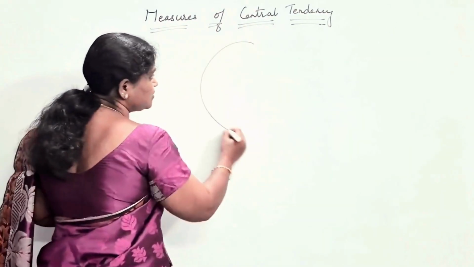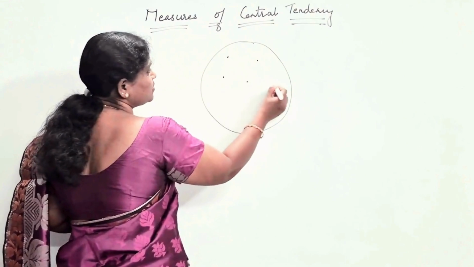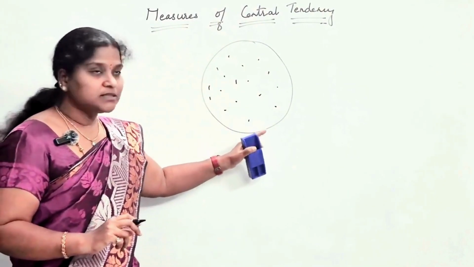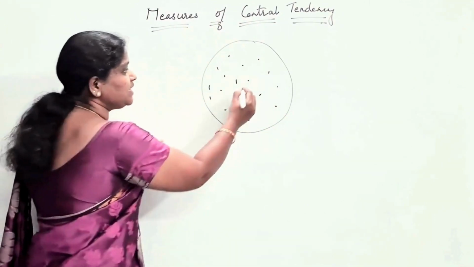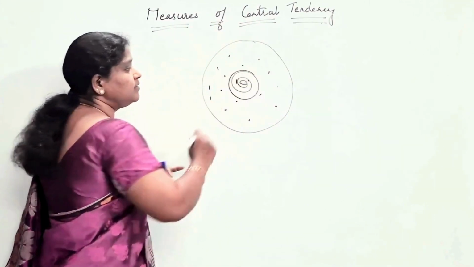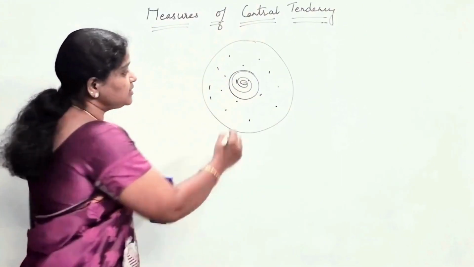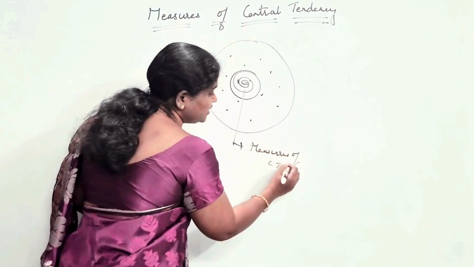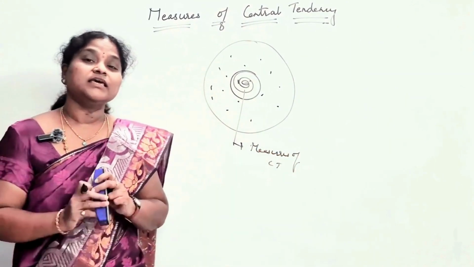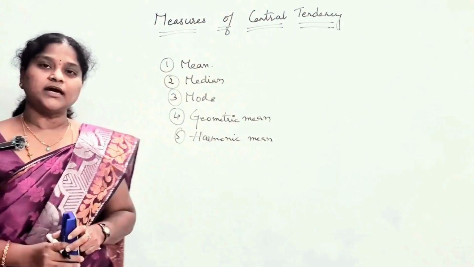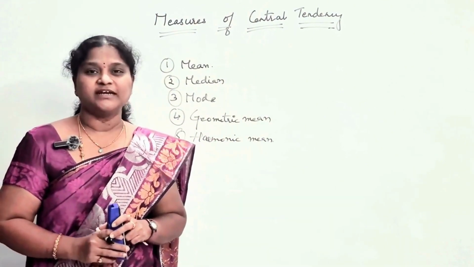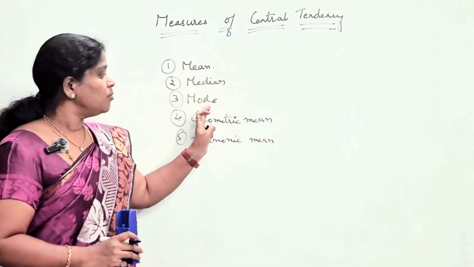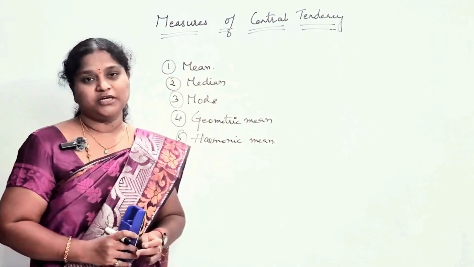Suppose I have a data set with different values. To draw a conclusion regarding this data, we need to find a single value that is concentrated in the center, which represents the entire data. This central value is given by measures of central tendency. Now, let us see each measure in detail. There are totally 5 measures of central tendency: mean or arithmetic mean, median, mode, geometric mean, and harmonic mean.